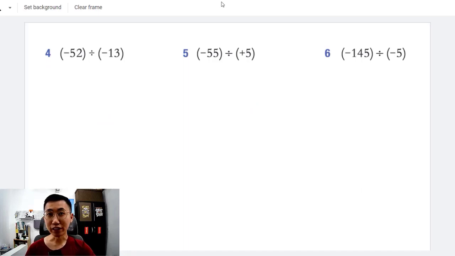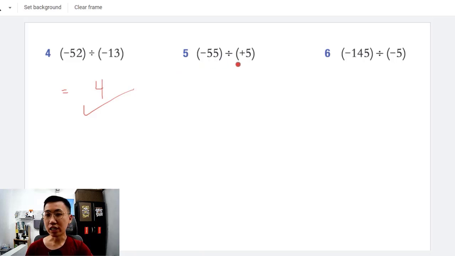Alright, here we go, the next question. So question 4, negative 52 divided by negative 13. So we're gonna do division right now, the same, alright? So you just take the number, divide by the number first. So let's take for instance 52 divided by 13, that's actually 4. Okay, and then now you take consideration, negative will become a positive, so it's already positive like that, leave it. So it's 4.